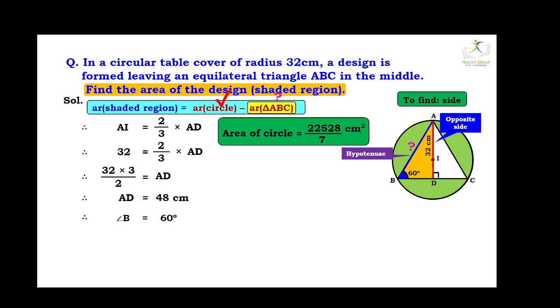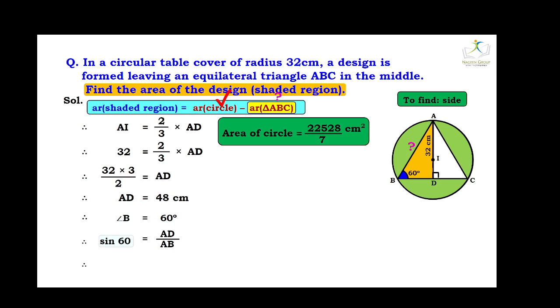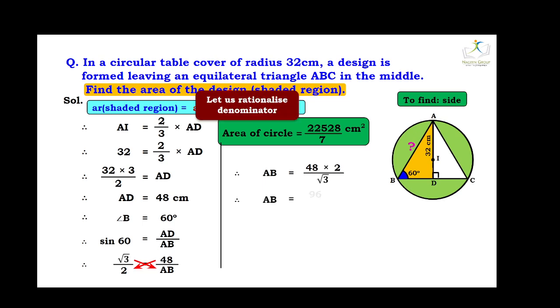Angle 60 degree, we know that. Opposite side AD is 48 centimeter. We know the opposite side, we know the angle. We want the hypotenuse. So what ratio can we apply? Yes, you are correct. Sin theta deals with the opposite side and hypotenuse. So use sin 60 degree equal to AD by AB. So what is AD? 48. And sin 60 is root 3 by 2. Then AB we can easily find, that is your side. What is your AB? 48 into 2 by root 3, that is your AB.